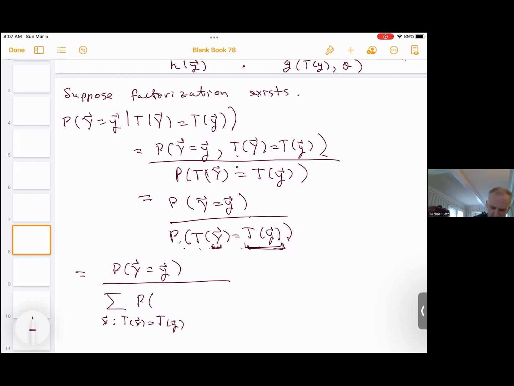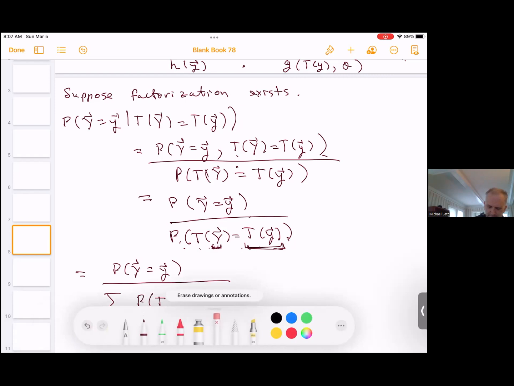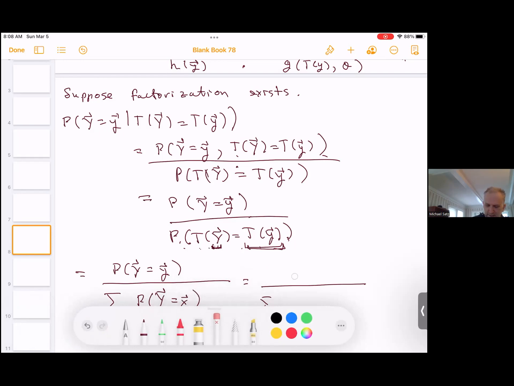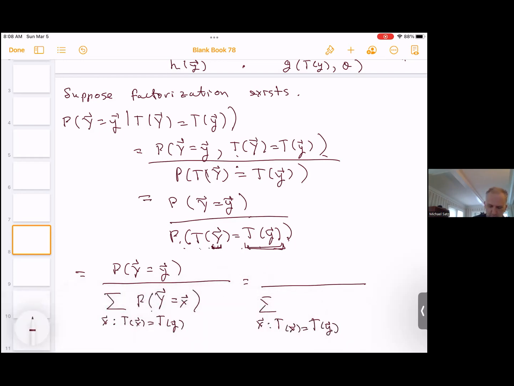And in here, I want the probability y equals x, right? Yes, probability y equals x. Okay, well, what's this? Let's write this one more time. Y equals little y. And on the bottom, I'm summing over all little x, where t of little x is equal to this number, t of little y. And I want the probability y equals little x again. So here's where I should go to the hypothesis of the proof. We are assuming the factorization exists. So we're going to put this in now.